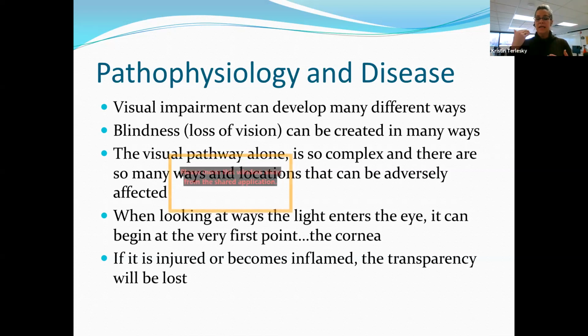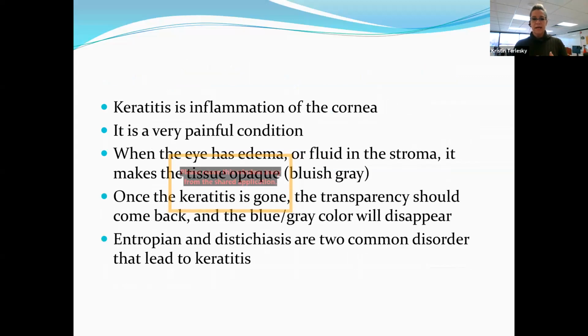When looking at ways the light enters the eye, it can begin at the very first point, the cornea. If this cornea becomes injured or inflamed, the transparency will be lost. So picture your windshield without your windshield wipers on, and it's snowing or raining or sleeting super hard and you can't see. Your transparency is not there anymore. If your cornea can't even get the light or the image to come in, your brain's not going to pick it up. So the cornea is your first thing.